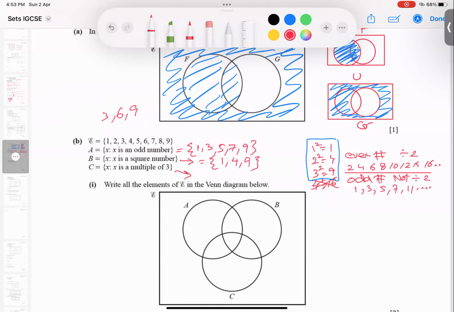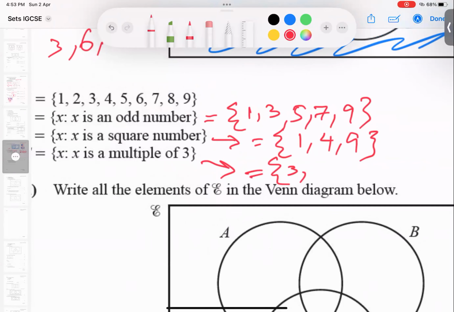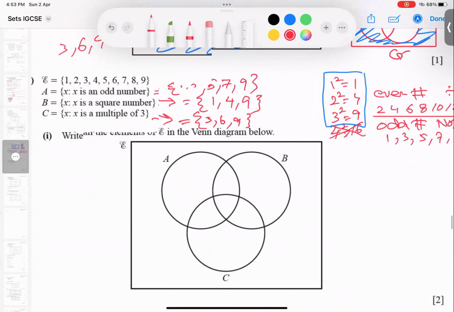Multiple of 3 means what? 3 ones are 3, 3 twos are 6, 3 threes are 9. That's it. Now I have to fill in the values.